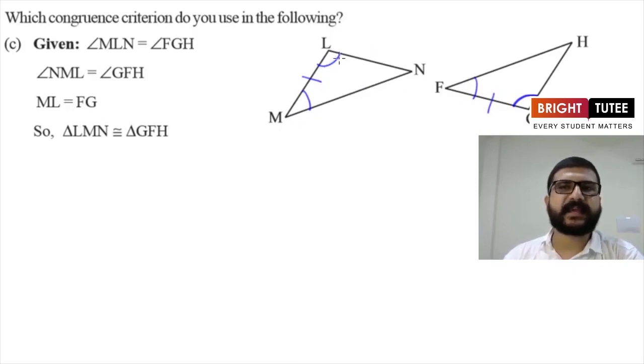As we can see here, angle L is equal to angle G as it was given in the question, and angle M is equal to angle F.